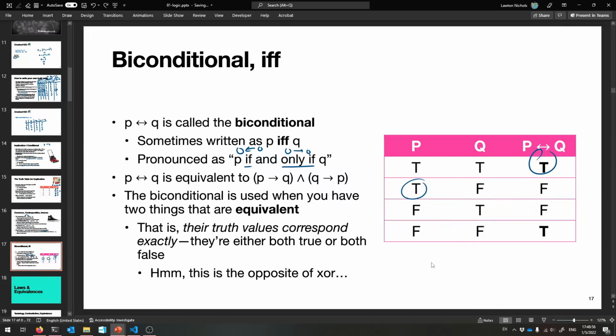So the only time it's true is when they agree. So the biconditional, you use it when you want things to be equivalent. You're trying to represent equivalences, okay? That means that their truth values correspond exactly. They're either both true or they're both false. They are the same. Isn't that nice? So true in both of these cases, but false if they ever differ.